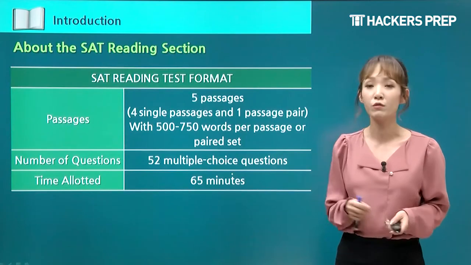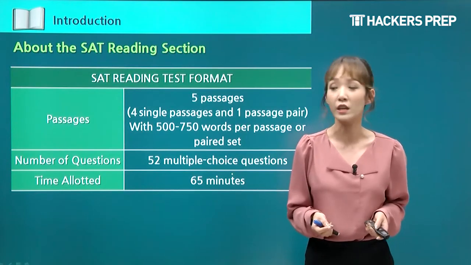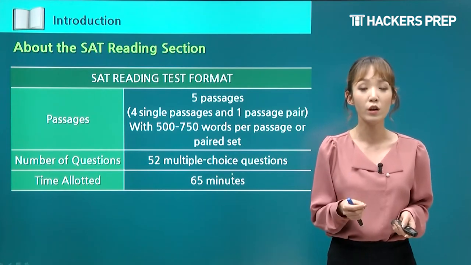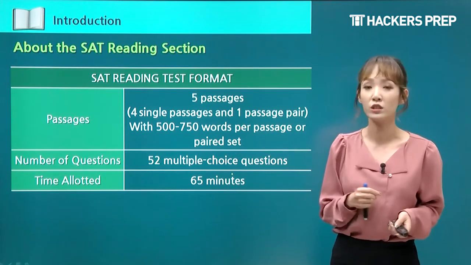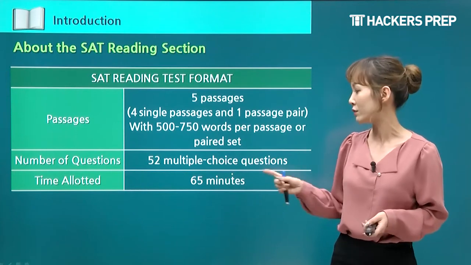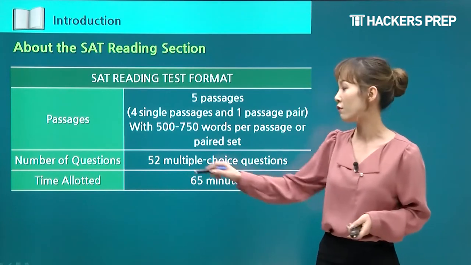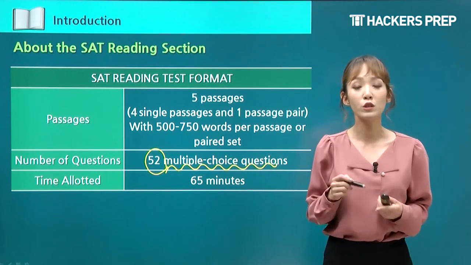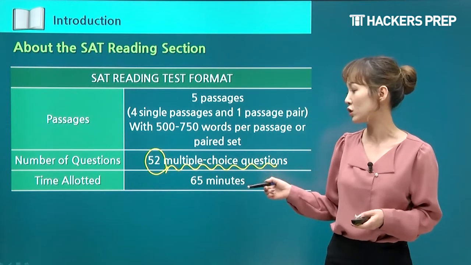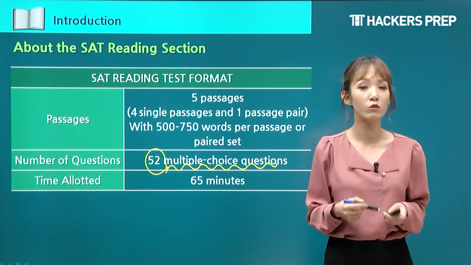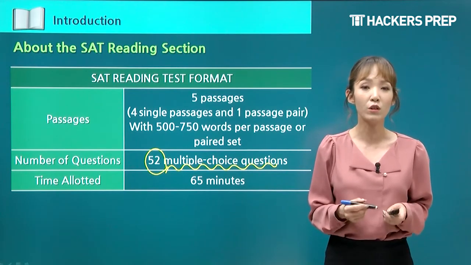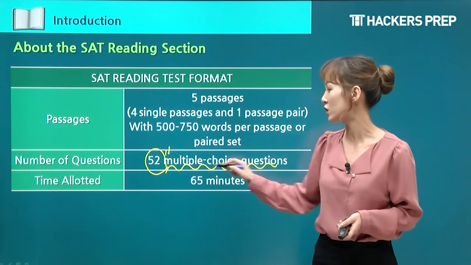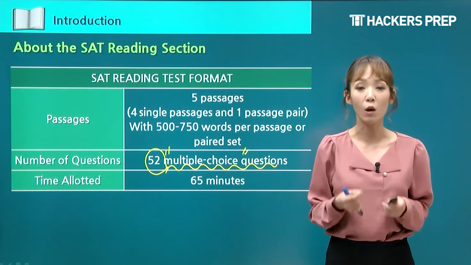Now, let's take a brief look at what the SAT reading section looks like. Well, we have 5 passages, 4 single passages and 1 pair, each having about 500 to 750 words. You have 65 minutes to solve 52 multiple choice questions. Now, this is important. First of all, you have 52 questions for 65 minutes. The sheer number of questions means that you don't have a lot of time to waste. And also, the fact that this is multiple choice tells us a lot. Now, what does it tell us?